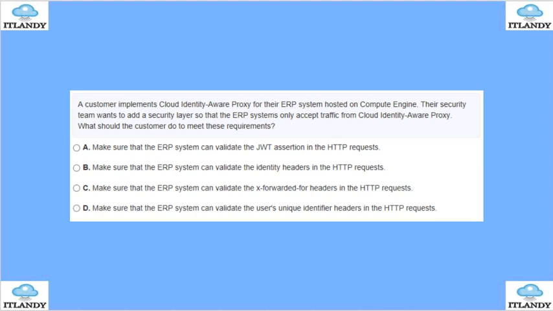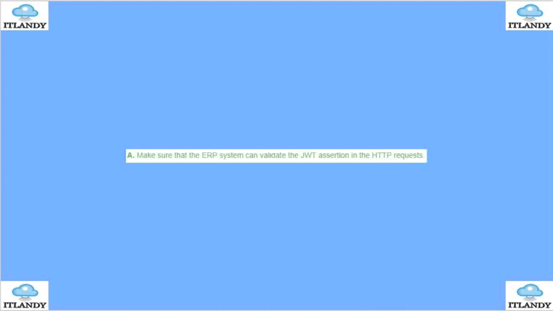The answer is, because we are speaking about traffic, JWT will be the right one because you can use a bearer token. So the answer is A. Make sure that the ERP system can validate JWT, and that will be the typical auth method we use, or modern authentication. And basically, we can use a bearer token or any other method.